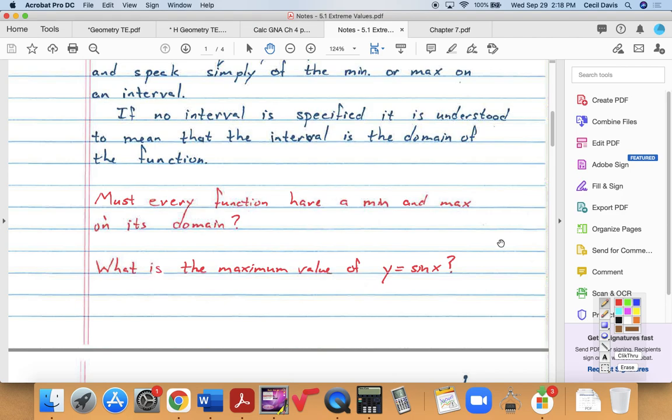Well, let's see if we can answer this. We already answered this. What's the maximum value of y equals sine of x? 1. Does it occur more than once? Yes. Of course.